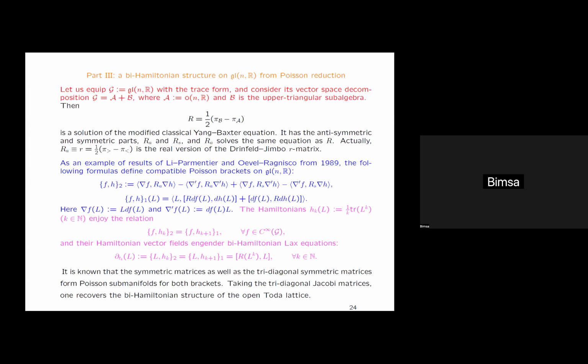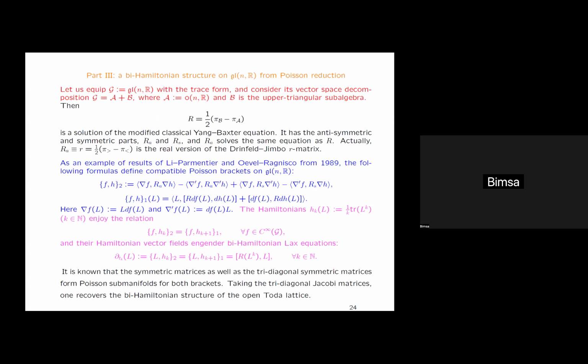Okay, so the final application is I want to put into this setting some compatible Poisson structures on gl(n,R), the associative algebra actually. Also, a Lie algebra is an associative algebra, and namely, let's consider this Lie algebra. Let's consider the decomposition into a sum of two subalgebras. So A is just the orthogonal subalgebra, skew-symmetric matrices, and B is the upper triangular subalgebra, or kind of Borel subalgebra. And let's consider the difference of two projections. This is well known to be a solution of the classical modified Yang-Baxter equation.